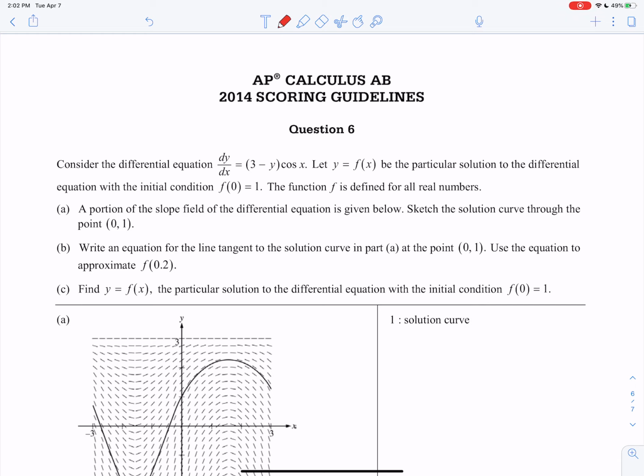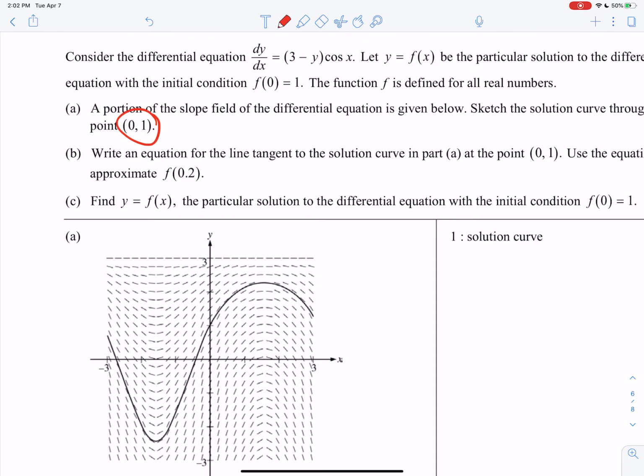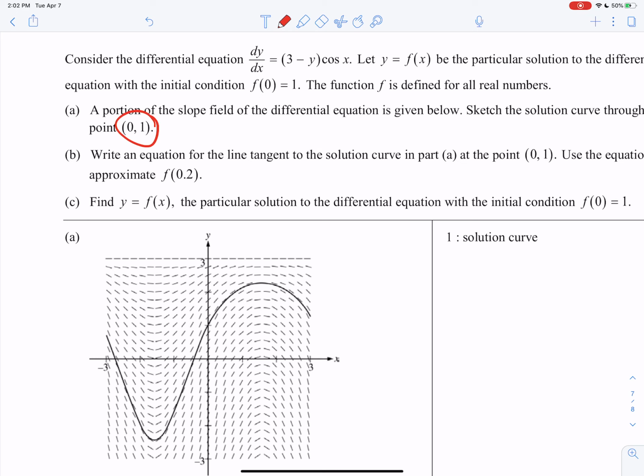So part A here, they want you to sketch the solution curve that passes through the point (0, 1). This doesn't happen too often, but even if it does happen this year, it's a really easy question. So first thing you want to do, even though the graph is already written there, (0, 1) is right here. So you have to imagine that you don't have the graph, okay? All you see are the slope fields.